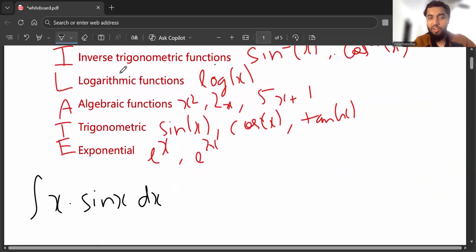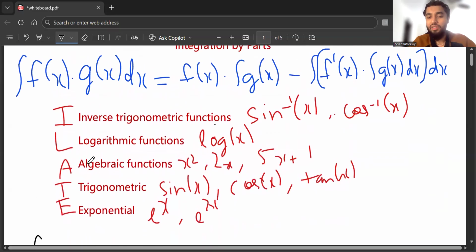According to the ILATE rule, algebraic functions would come before trig functions. So if you have an algebraic function and a trig function, you would typically want the algebraic function to be f of x and the trig function to be g of x. Why that's the case is because in the right hand side of the formula you would integrate g of x and you would take the derivative of f of x. So you want g of x to be as easily integratable as possible.